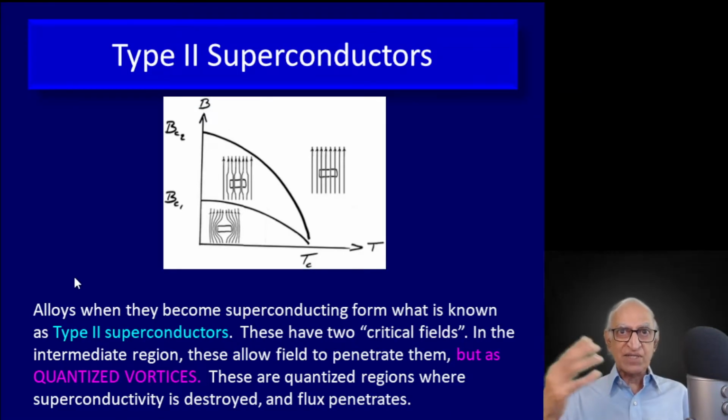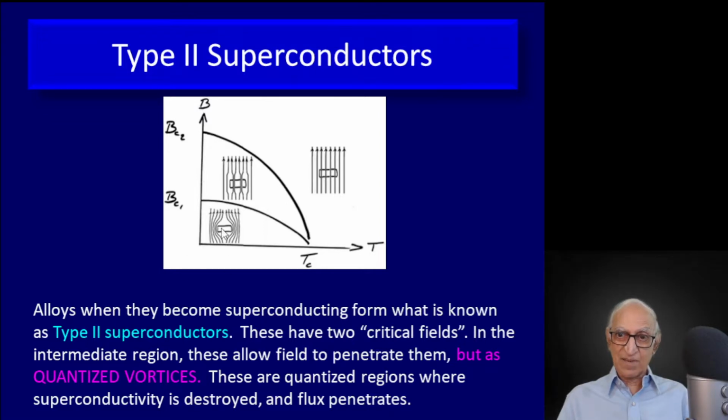Alloys, all metallic alloys, when they become superconductors, not like lead or tin or mercury, become what are known as type 2 superconductors. Now, type 2 superconductors do allow, in a certain range of magnetic fields, a magnetic field to penetrate through it.